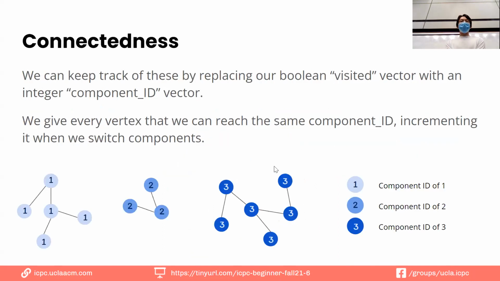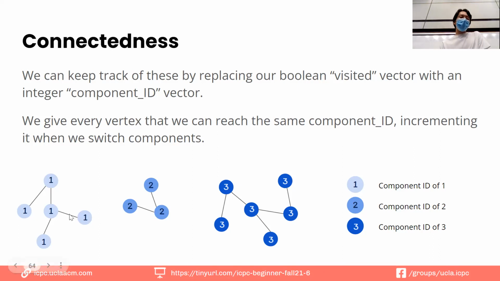So the way that we keep track of this is we're going to replace our Boolean visited vector with a component ID vector, and it's going to tell us which component each vertex is in. And when we do the BFS, we're going to give every vertex that we can reach within a single BFS or DFS the same component ID. And when we go to a new component, we're going to increment this. And this value is going to keep track of how many connected components we have.